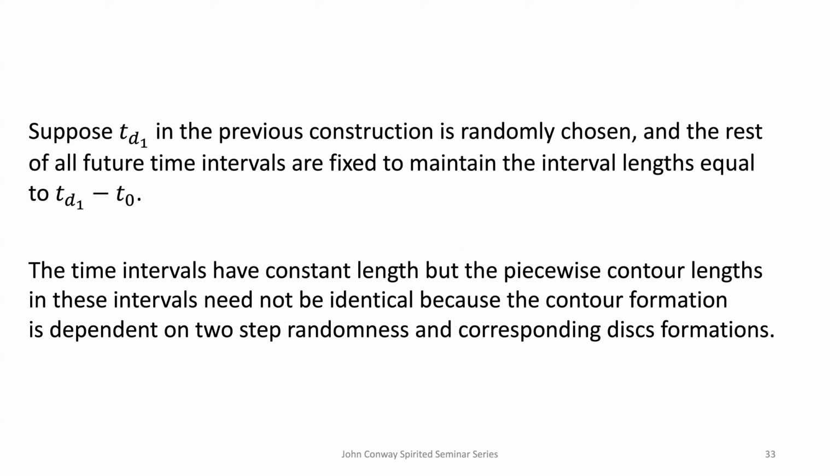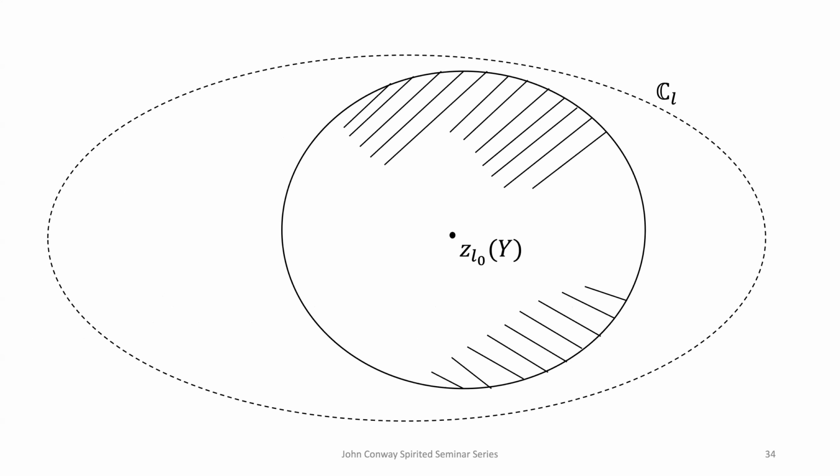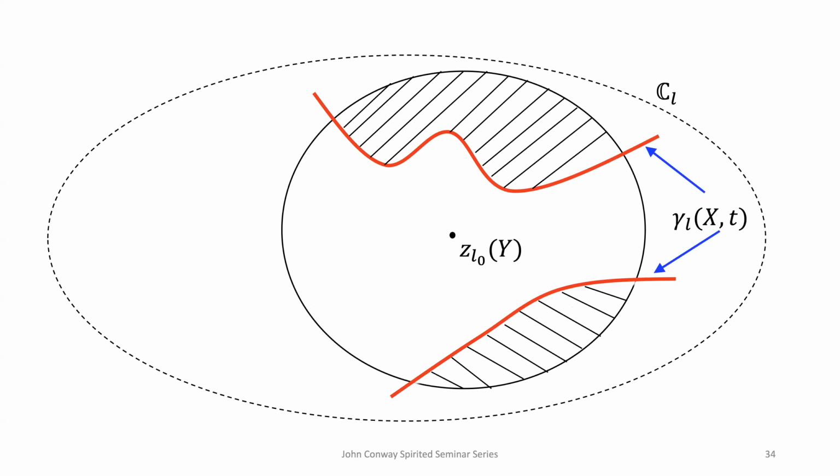As we just saw, the contour formation is based on a random process. So the length of the contour depends on the two-step randomness within the disk. You saw that. So although the time intervals are the same, the lengths of the contour need not be the same. That's why the removal process, the removing of the contours within a bundle, could happen on a different scale.